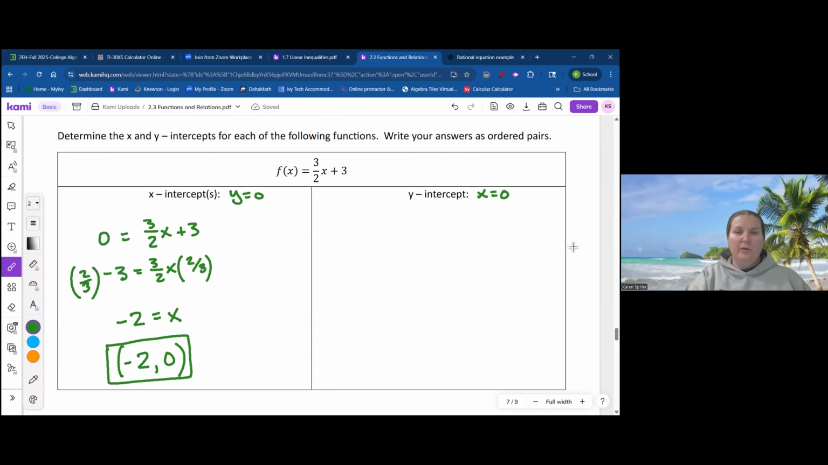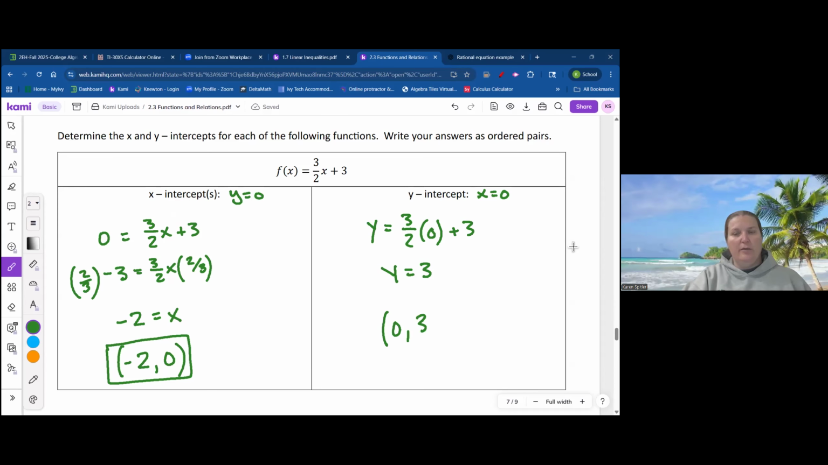The Y-intercept is when x is 0, so you get y is equal to 3 over 2 times 0 plus 3. And 3 halves times 0 is just 0, so y is equal to 3. And write that as an ordered pair. X is 0, so this is 0, comma 3.